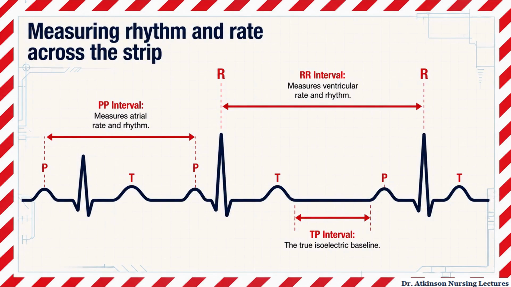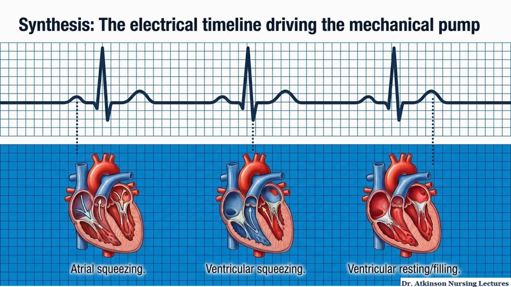The PP interval tracks atrial rate and rhythm, and the RR interval tracks ventricular rate and rhythm. Both read across the strip. The TP interval is the true isoelectric baseline, from the end of the T wave to the start of the next P wave. This timeline ties it together: atrial squeezing, then ventricular squeezing, then ventricular resting and filling. The electrical signal driving the mechanical pump in sequence.